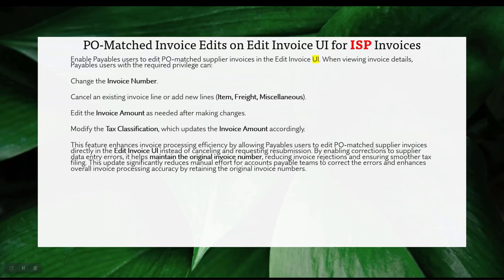So there is no need, like before, to cancel the invoice and contact the supplier to recreate the invoice from scratch one more time to update the invoice number, invoice amount, tax classification, and so on. Now it's resolved. You just directly edit the invoice through the user interface, and instead of canceling and requesting resubmission again, you can enable correction of supplier data entries. It helps maintain the original invoice number and so on.